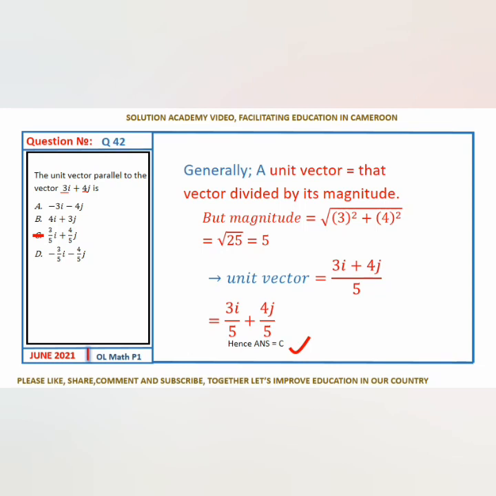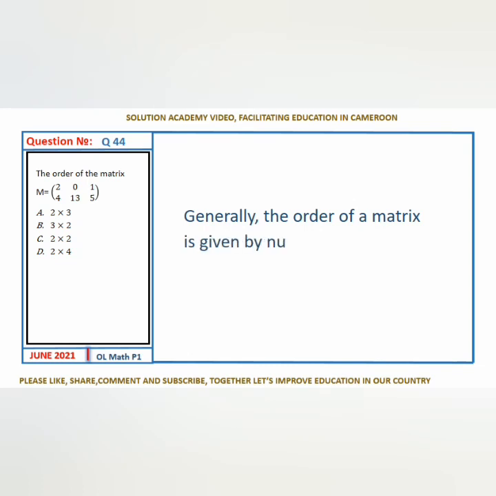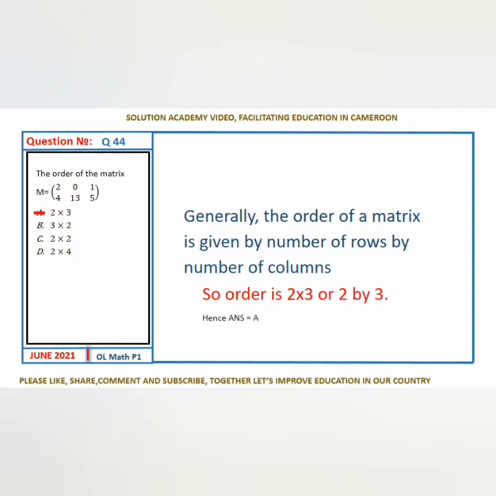Question number 44. The order of the matrix is given by... Generally, the order of a matrix is always given by the number of rows by the number of columns. Don't reverse the order. If you reverse the order, you are on your own. So take note, it is given by the number of rows by the number of columns. Let me make a remark here on how to get the number of rows and the number of columns. Whenever I want to get the order of a matrix, it is given by the number of rows by the number of columns.